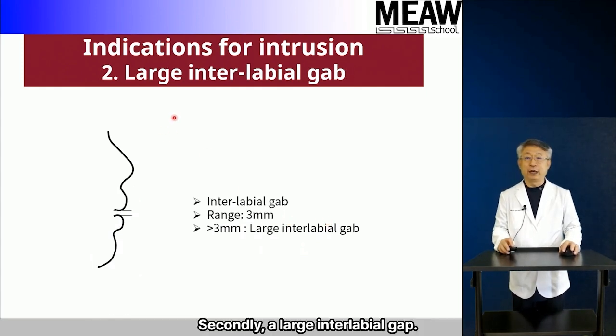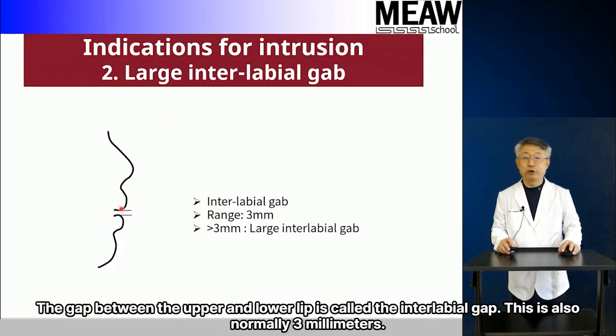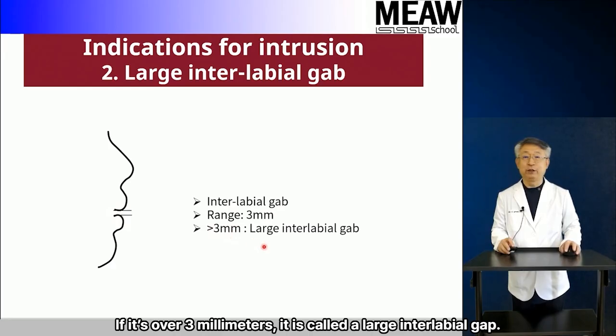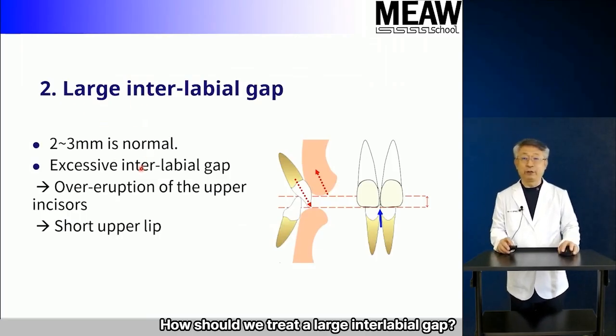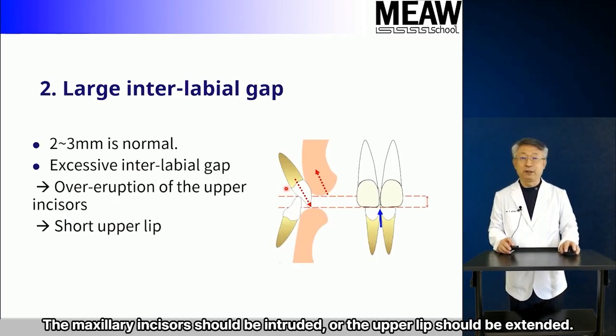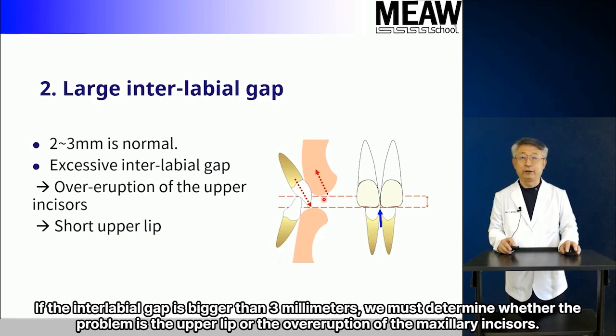Secondly, a large interlabial gap. The gap between the upper and lower lip is called the interlabial gap. This is also normally 3 mm. If it's over 3 mm, it is called a large interlabial gap. How should we treat a large interlabial gap? The maxillary incisors should be intruded, or the upper lip should be extended. If the interlabial gap is bigger than 3 mm, we must determine whether the problem is the upper lip or the over-eruption of the maxillary incisors.